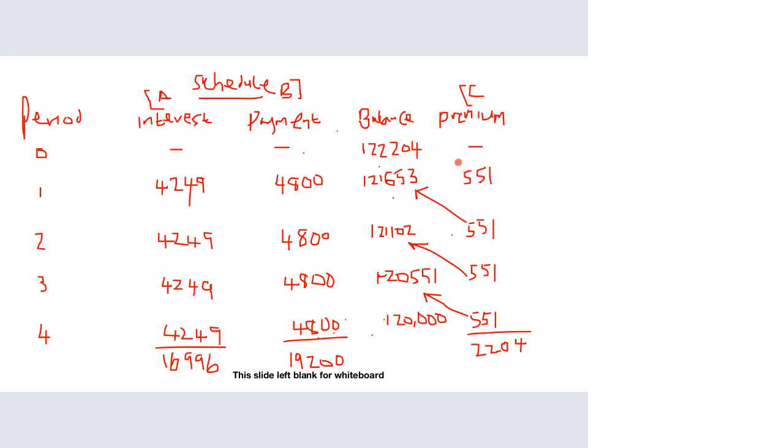Then for each period, we will have the interest expense of 4,249. You have seen how we have arrived at that. And that is the interest that is paid to the bondholders based on the par value of the bond at the bond rate of 4,800 less the premium amortized, which is 551. So please note how we have arrived at this.